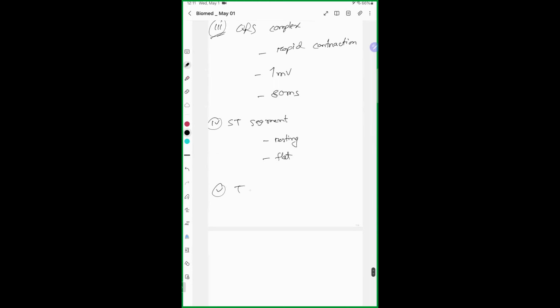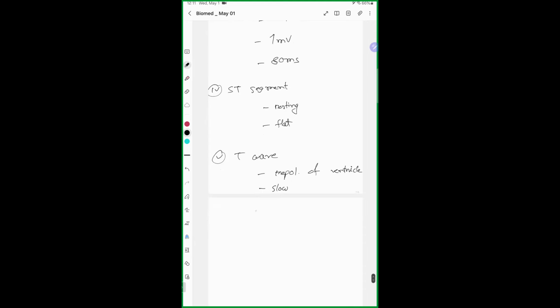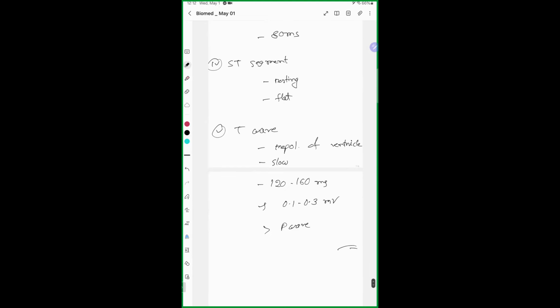And finally, you have the T wave. The T wave represents the repolarization of the ventricle. This is also slow. The depolarization of the ventricle is the fastest one, and repolarization is slow. This lasts for around 160 milliseconds, and is a little bit larger, 0.1 to 0.3 millivolt. It is usually larger than the P wave. So these are the different segments of the ECG.